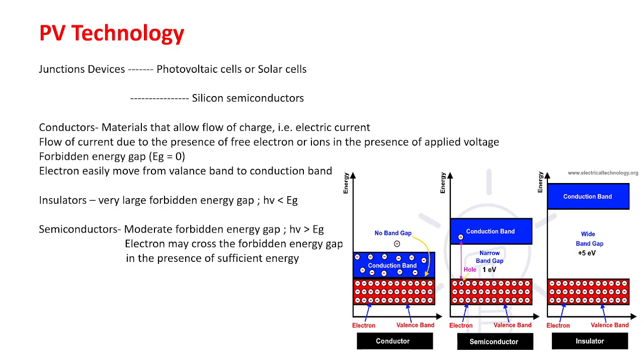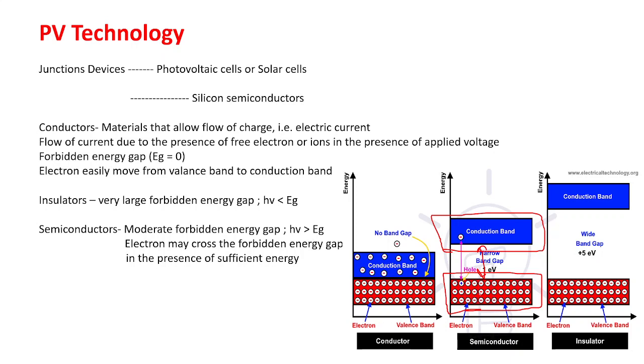If you see in the case of the semiconductor, there is a bottom red box. This is our valence band, and electrons are filled in this band, but the conduction band is a little far away from the valence band. The gap between these two is called the forbidden energy gap, or we generally call it the forbidden energy band also. In this case the gap is moderate. If we provide a little external effort, the electrons can move from the valence band to the conduction band.